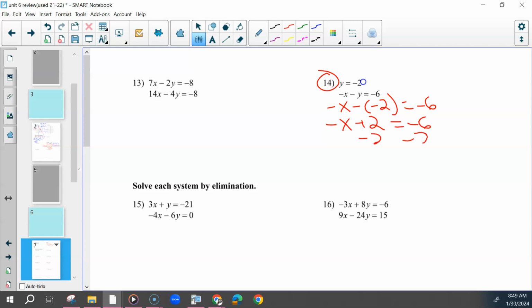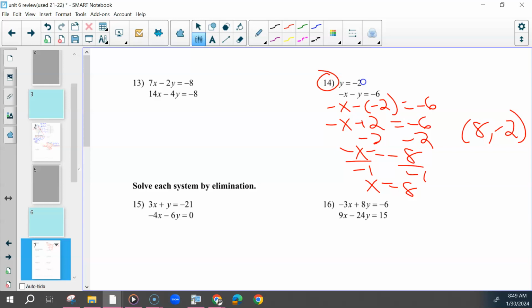So I subtract 2 and divide both sides by -1. X is 8. And then when we write our ordered pair, we already have y, so we would just write 8, -2. So we don't have to solve anything again. We already have y. We just had to find x. One solution, 8, -2.